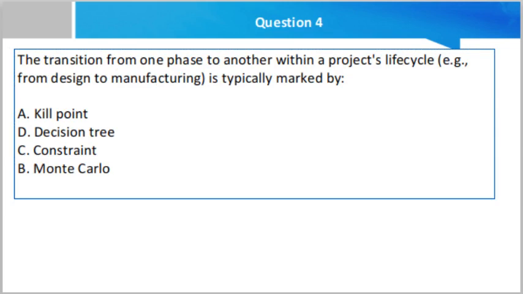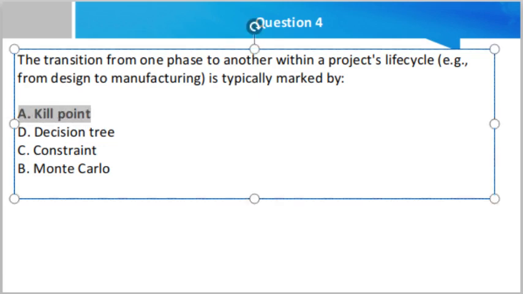Now question number 4. The transition from one phase to another within a project life cycle, for example from design to manufacturing, is typically marked by kill point, decision tree, constraint and Monte Carlo. So what do you think the right answer is here, friend? The right answer is kill point.